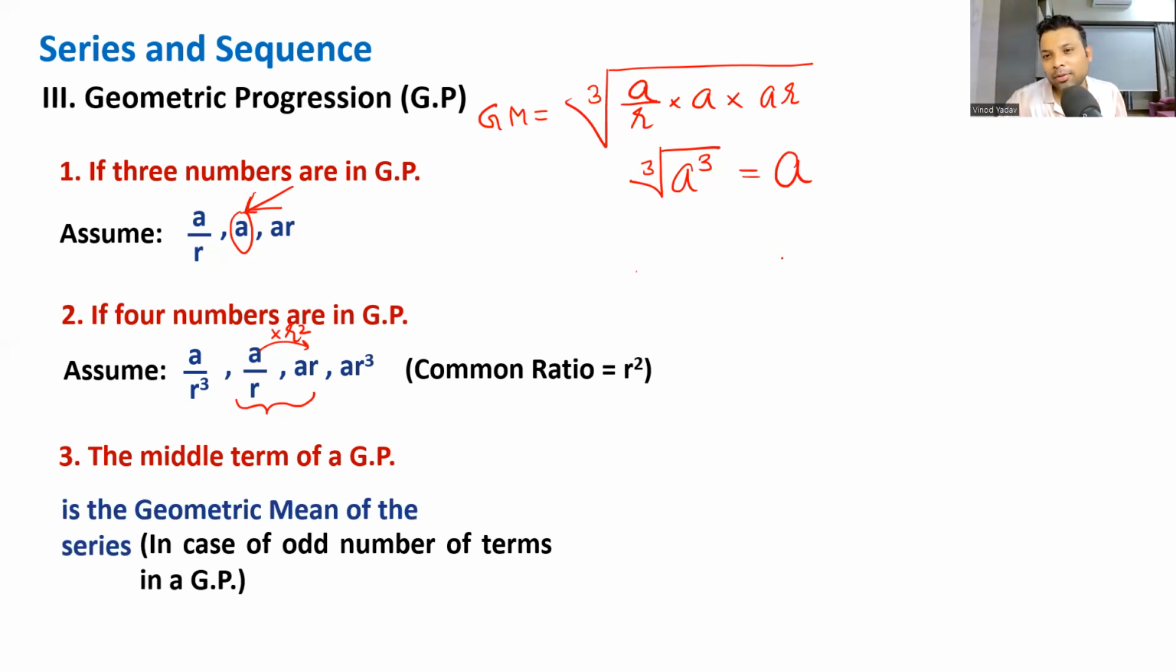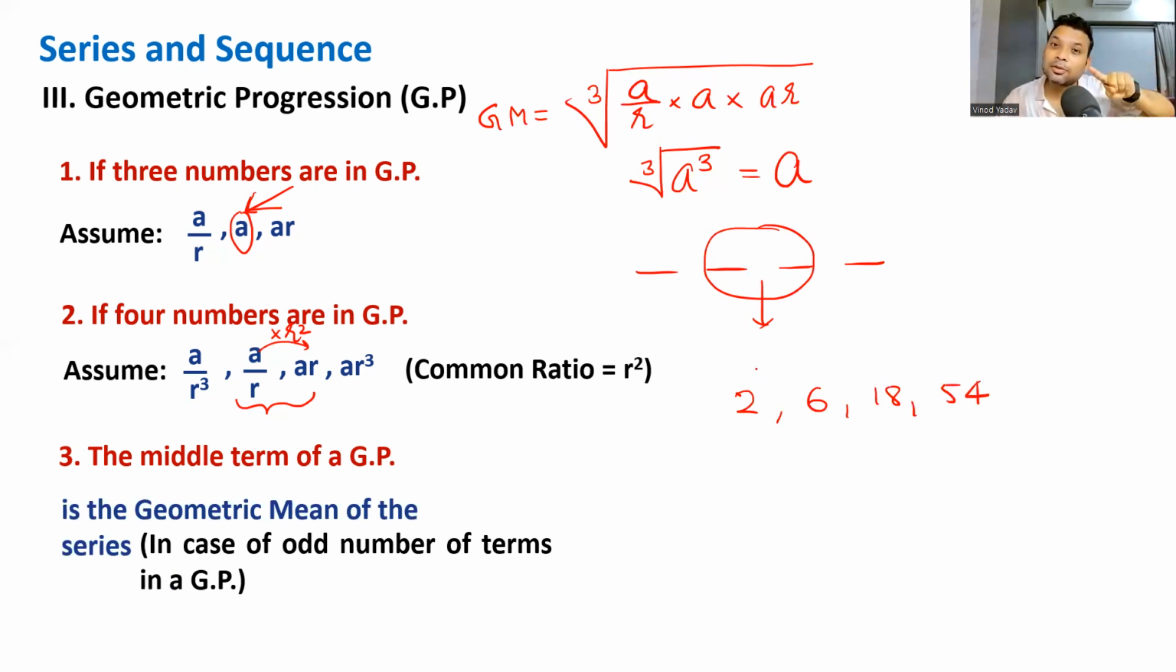If there are an even number of terms, then the geometric mean of the middle two terms will be the geometric mean of the whole GP. Because the idea here is like this: for example, take 2, 6, 18, 54, just in 4 terms. Just like in an AP, first term plus last term was the same as second term plus second last term and so on, here also that beautiful pattern is there.